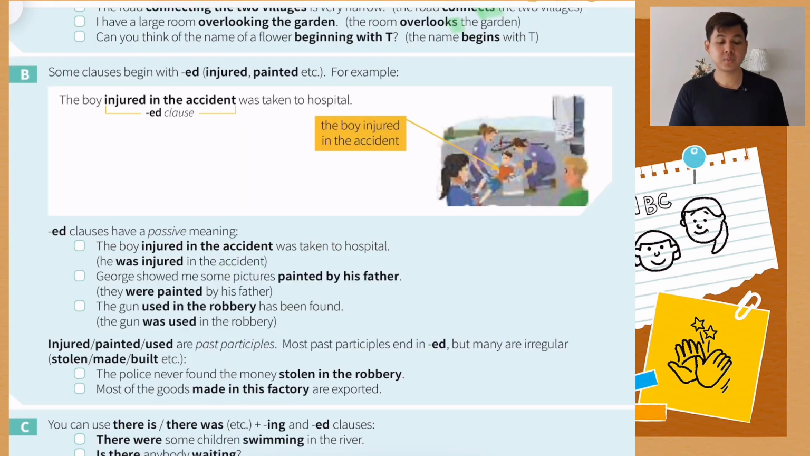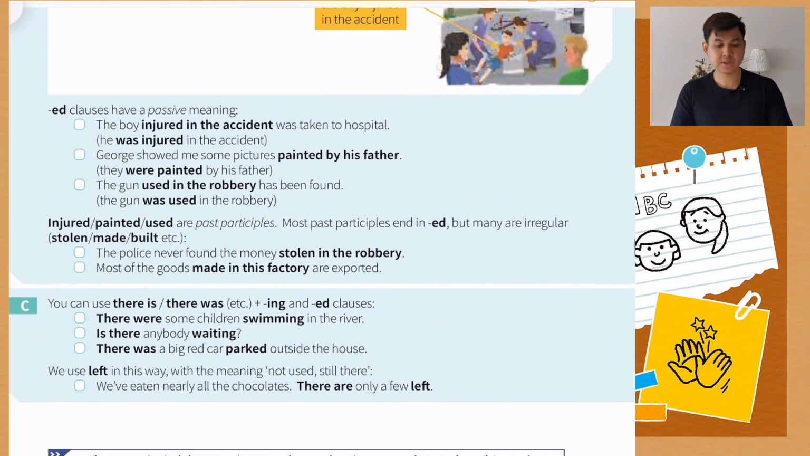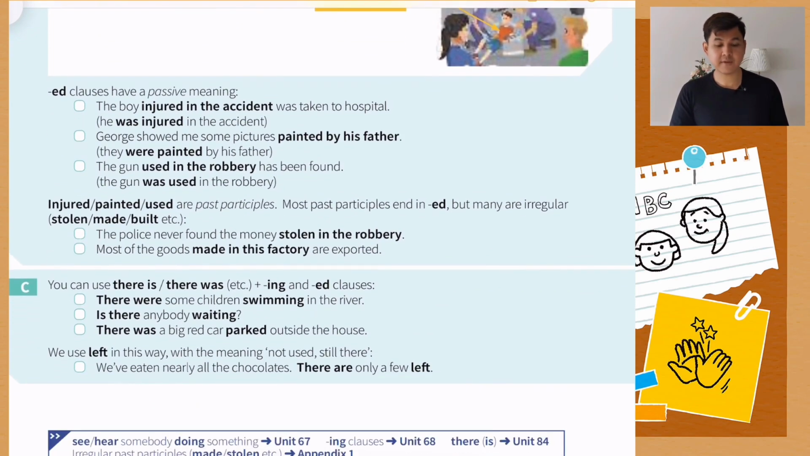So in section A, we already saw -ing clauses. Now let's have a look at -ed clauses. The boy injured in the accident was taken to hospital. Injured in the accident is the -ed clause. So what does this mean? How can we use -ed clauses? -Ed clauses have a passive meaning. Passive meaning you have to highlight. The boy injured in the accident was taken to hospital. He was injured in the accident. He was injured is passive voice.